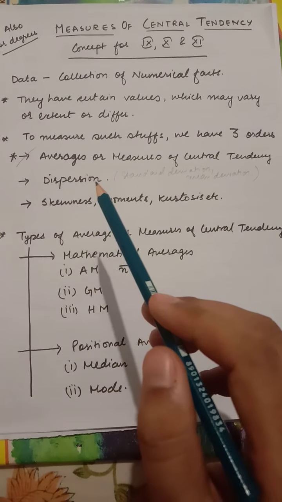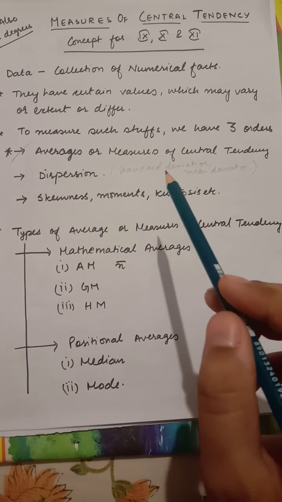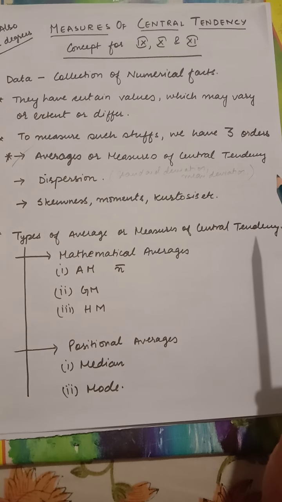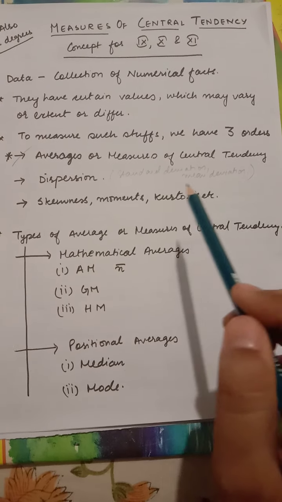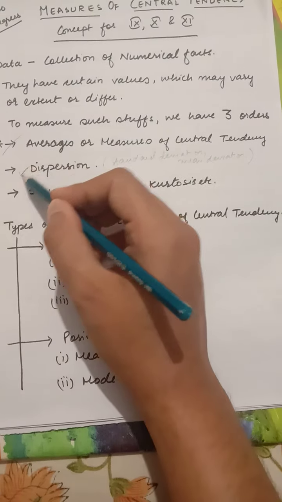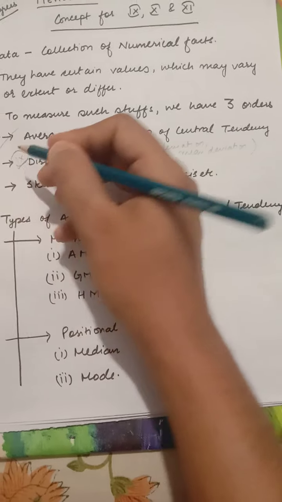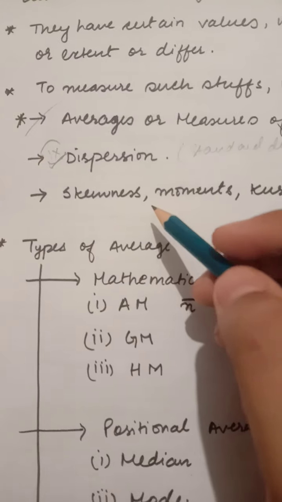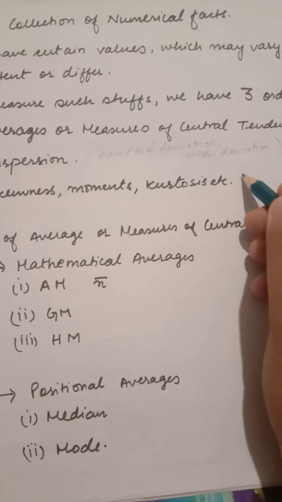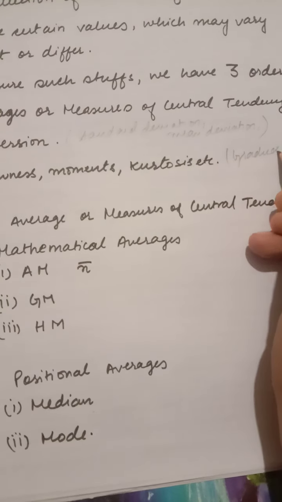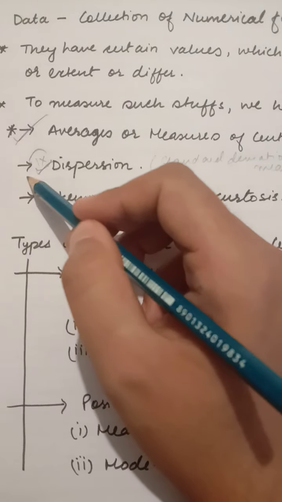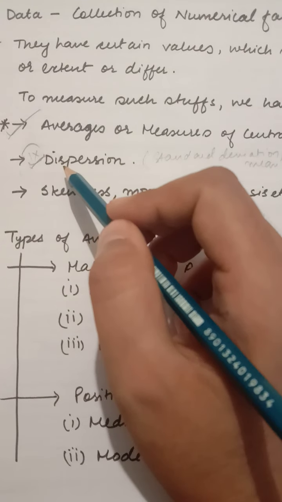The second one is dispersion, under which we study standard deviation, mean deviation, median deviation, range, interquartile range and coefficient of variation. This topic is important for class 11th and for all types of degree courses. And skewness, moment and kurtosis are for graduation. But we will move on from this topic; we will discuss this later for class 11th. I will make an exclusive video on them.